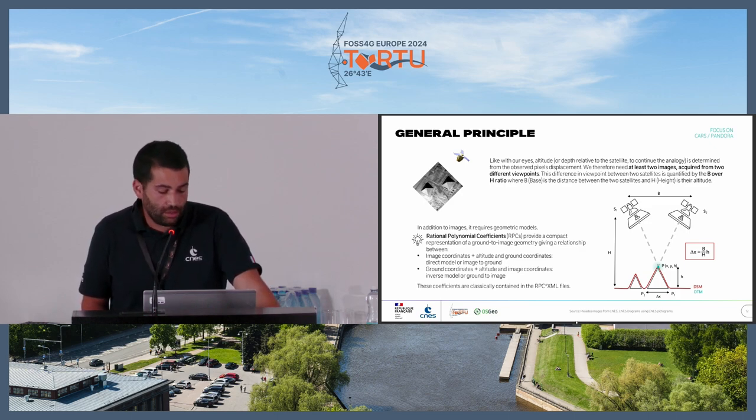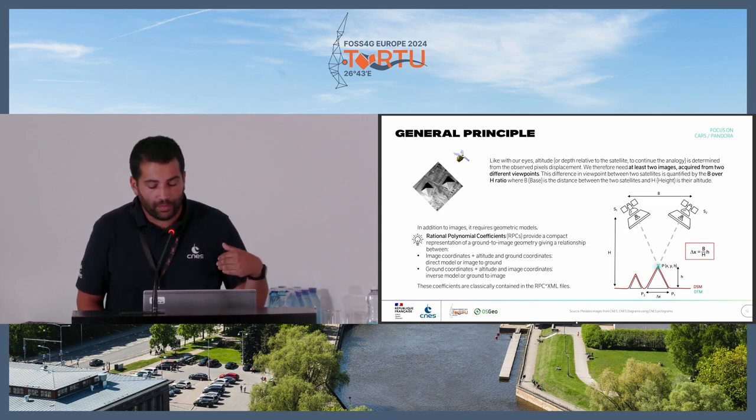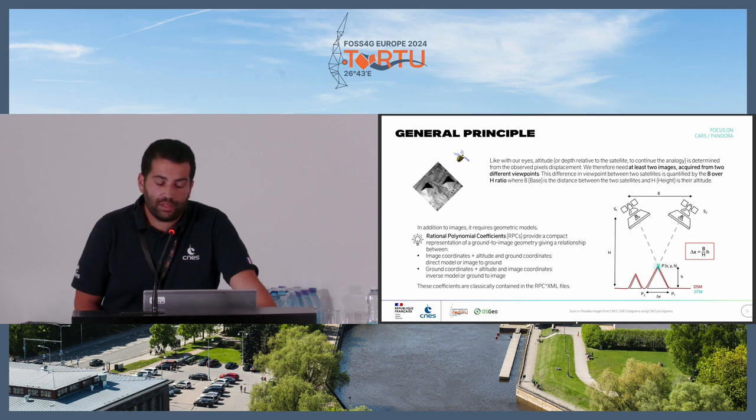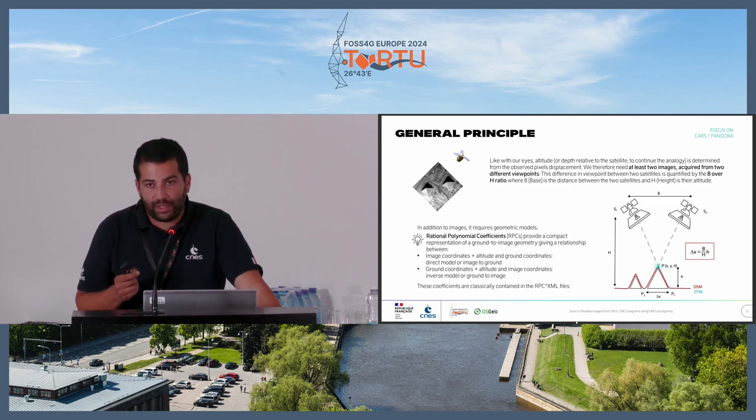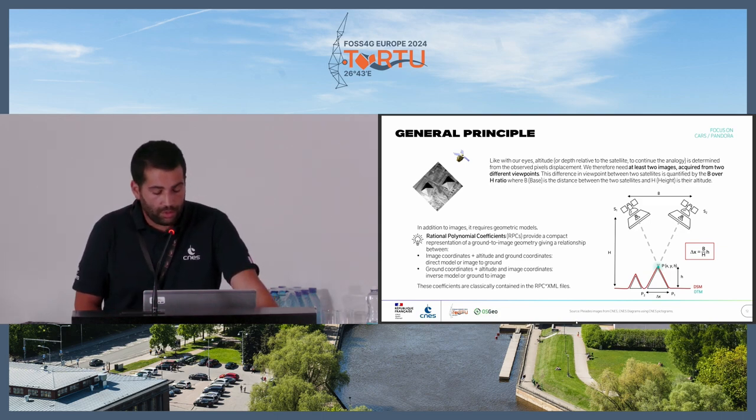We don't need just the images to recreate the Earth in 3D. We also need a geometric model to know the position of the satellite when it takes a picture. So the geometric model is represented as a rational polynomial coefficient. It's a list of coefficients which provide a compact representation of this geometric model. And thanks to these RPCs, we can know for pixels, a line and a column, a position on the ground. And draw, for example, the line of sight and retrieve the point reconstructed.